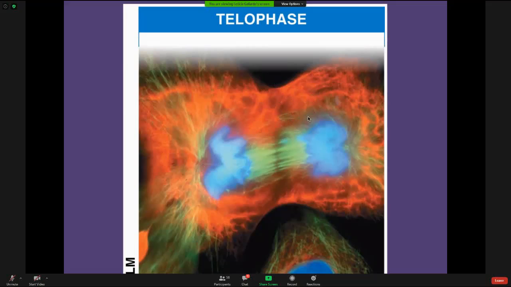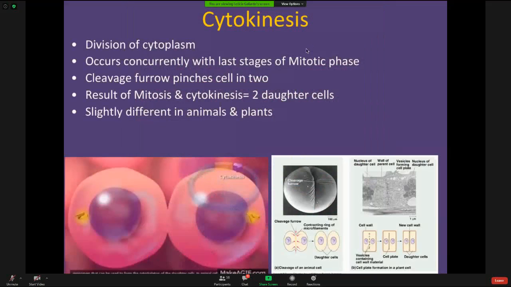So here you can see they're still sharing cytoplasm. So what we're going to do last is cytokinesis. So mitotic phase, remember, is made up of 2 stages. Mitosis, which is prophase, metaphase, anaphase, telophase. And then the second process that happens is cytokinesis. And it is defined as the division of the cytoplasm.